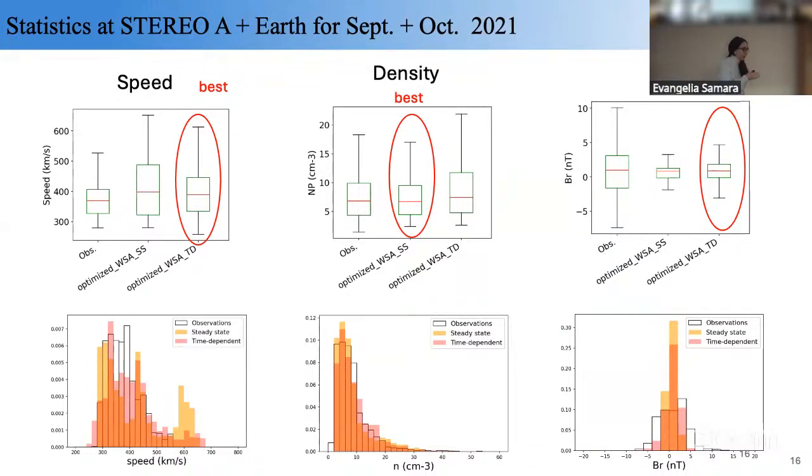They are correct in time. We capture the low values of the density very well, opposite to the steady state approach. However, the density peaks, when we have them, because, for example, we have a stream interaction region approaching, are overestimated, and it's something that we should fix.